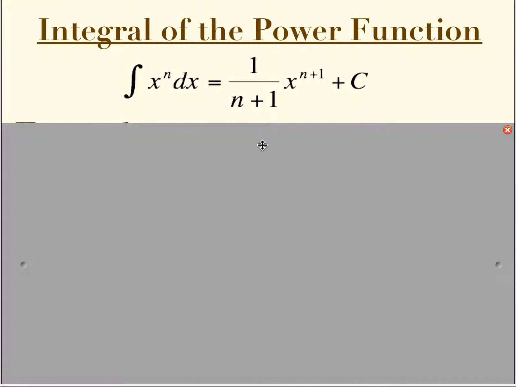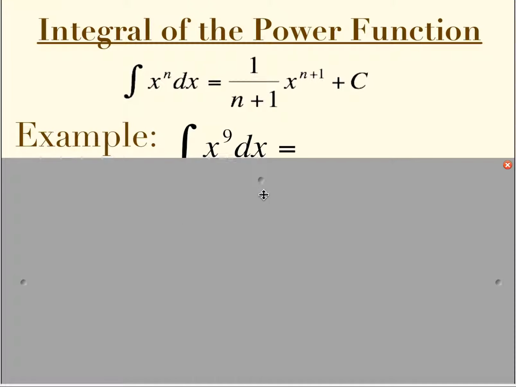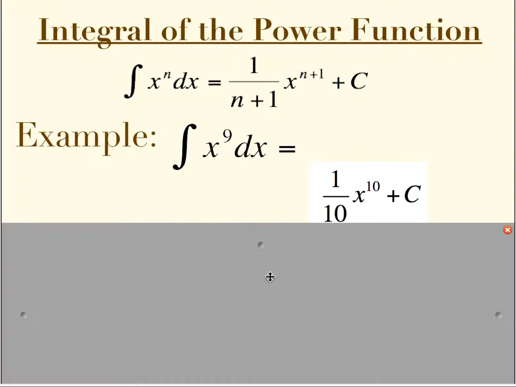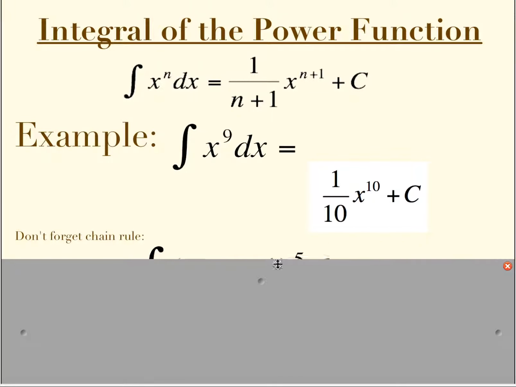The integral of the power, this is the one we've already talked about. Even if there's a constant out front, that number would be here instead of the 1. So just the x to the 9th, the antiderivative would just be 1/10 x to the 10th plus c.